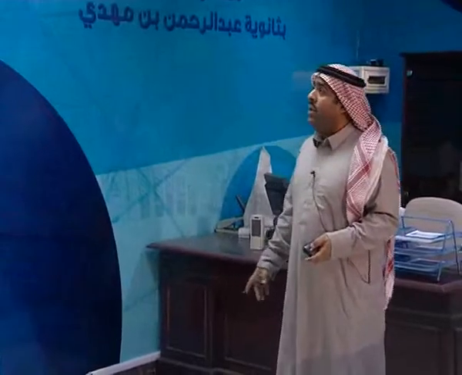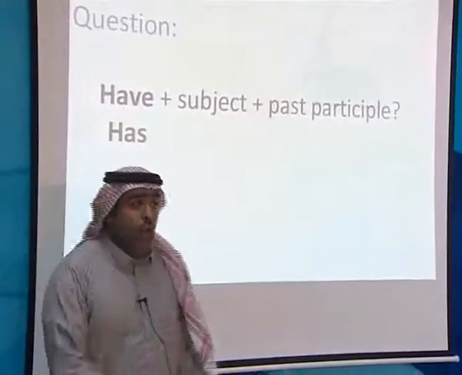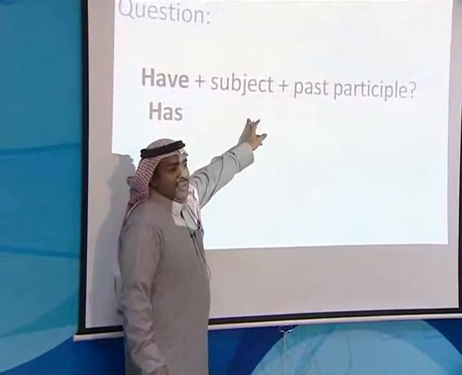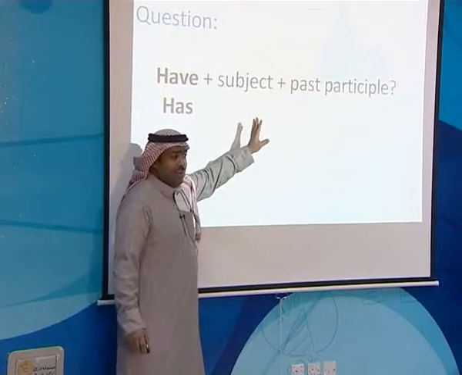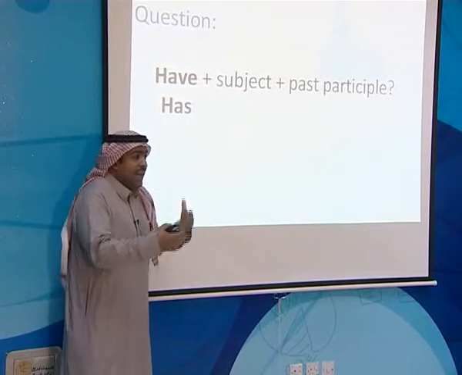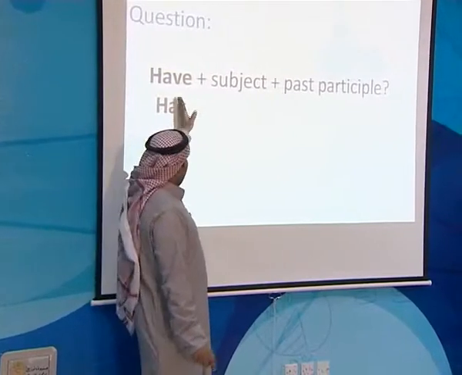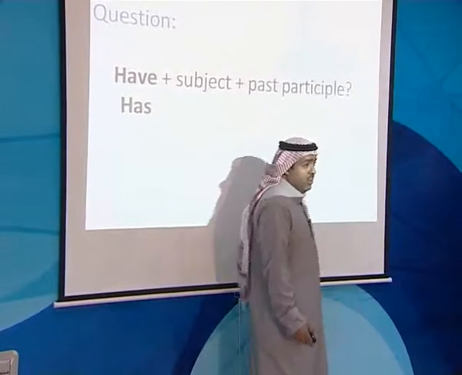Let's move to something else. With the question, how can I make the structure of the question? I start with have or has. According to what? To the subject. Good. We start with have or has according to the subject. First, I see my subject. Where is it? Then I decide have or has. Then have or has, then the subject, then the past participle, and don't forget the question mark.